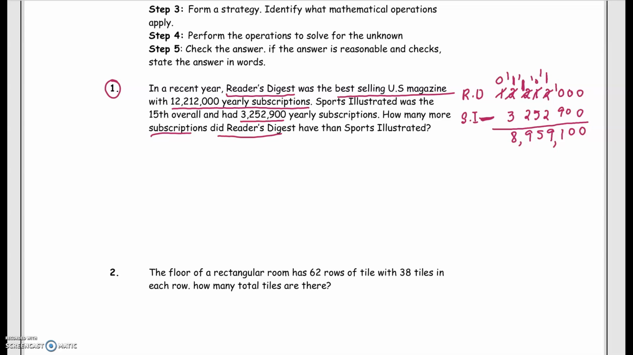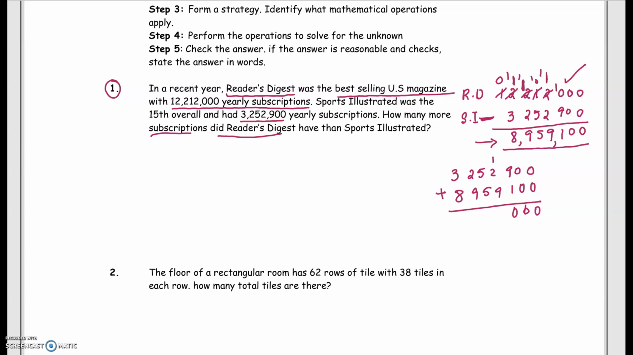And make sure to double check. How do we double check if the subtraction is correct? Anybody can make mistakes, so we need to double check and make sure. So we have 3,252,900, and then we add the answer, 8,959,100. And if our answer is the first row, which is the number of Reader's Digest subscriptions, then we know we are correct. So 0 plus 0 is 0, 0.